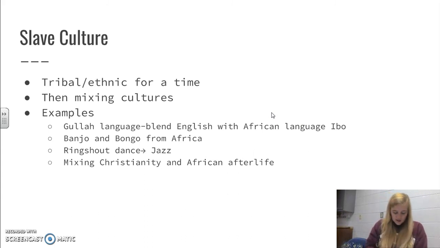Slave culture, sorry, I lost myself in my notes here. Slave culture became a mix of American and African folk culture. Here are some examples. The Gullah language evolved on the islands in South Carolina, and it blended English with several different African languages like Igbo and Hausa.